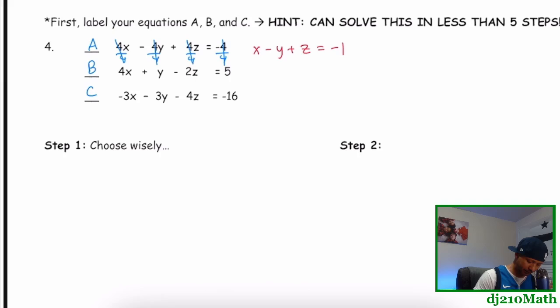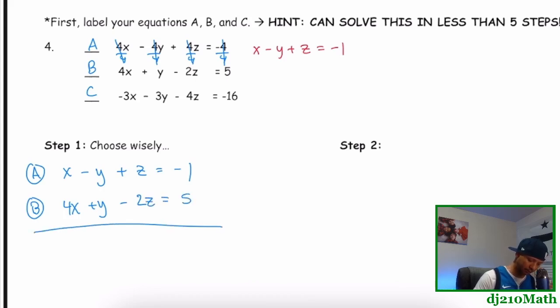So step 1, this is x, so A: x minus y plus z equals -1. What did I say? B. So this is 4x plus y minus 2z is equal to 5. So when we add, the y should cancel. So 4 plus 1 is 5. X cancels. This is going to be 1 minus 2, so -1z, -1 plus 5, +4.